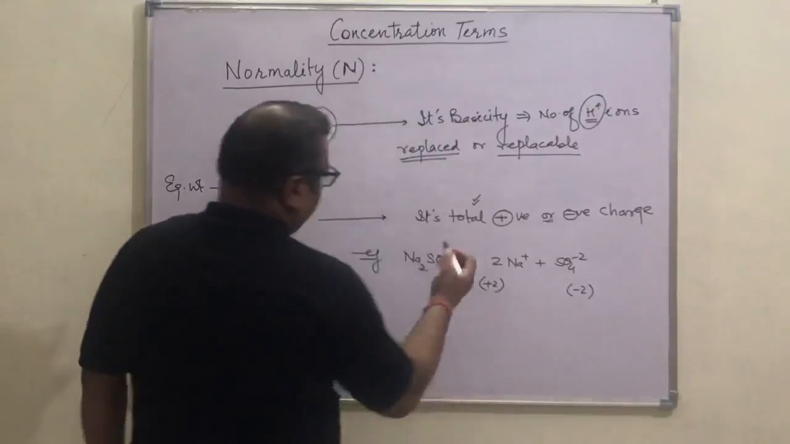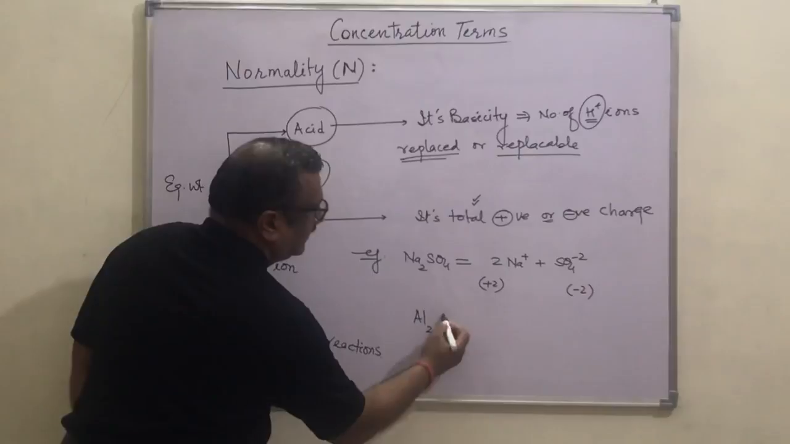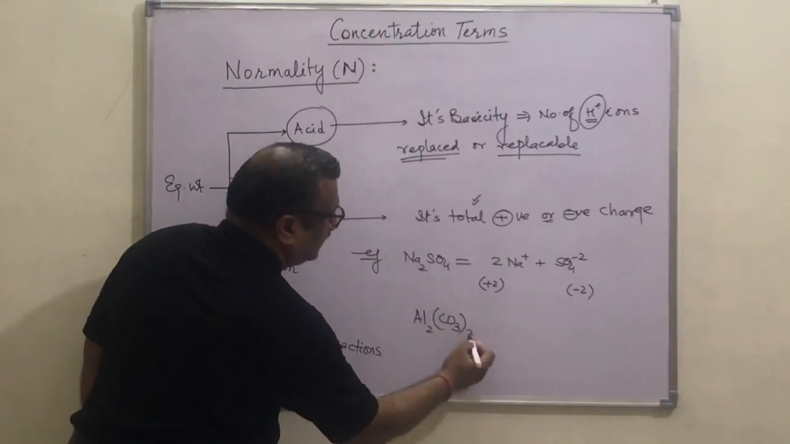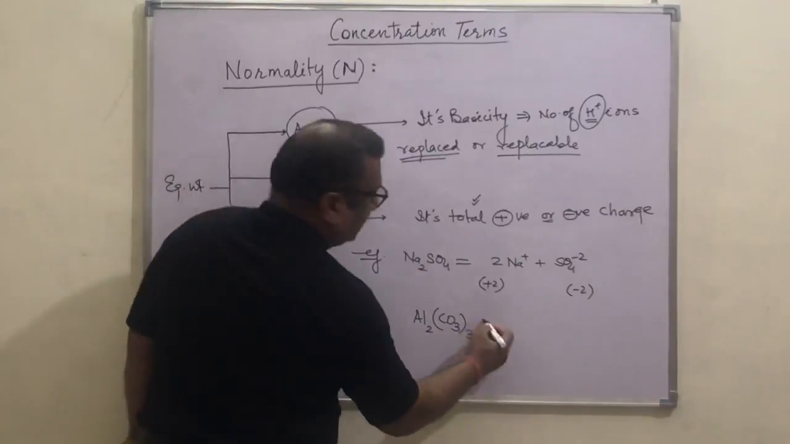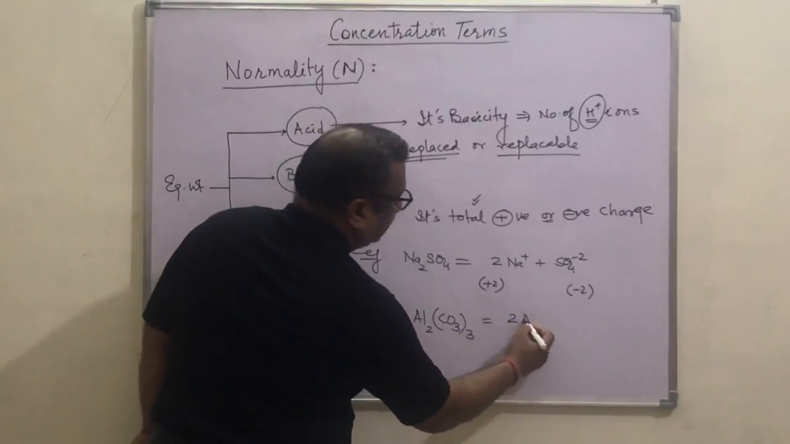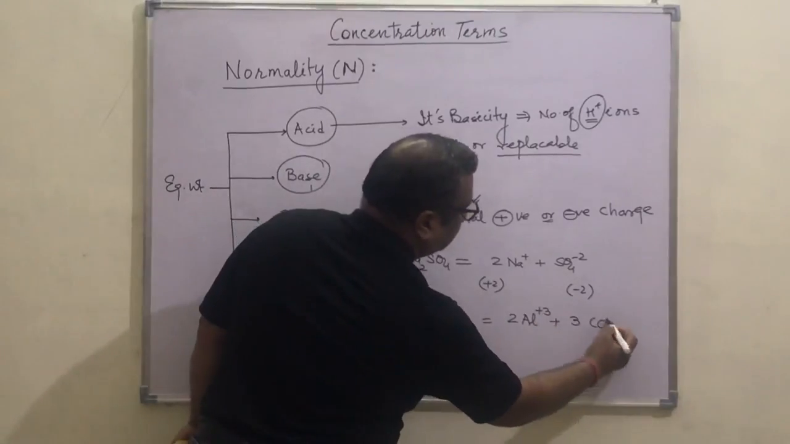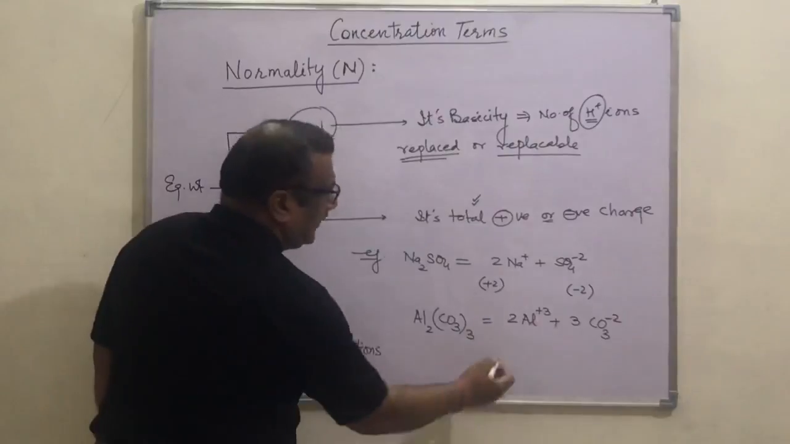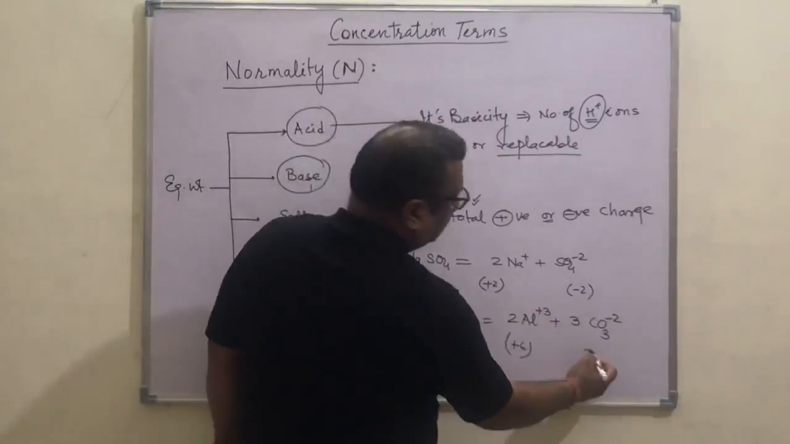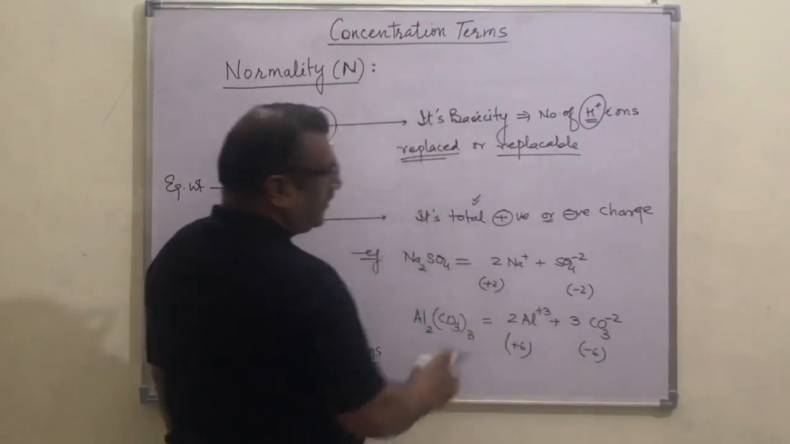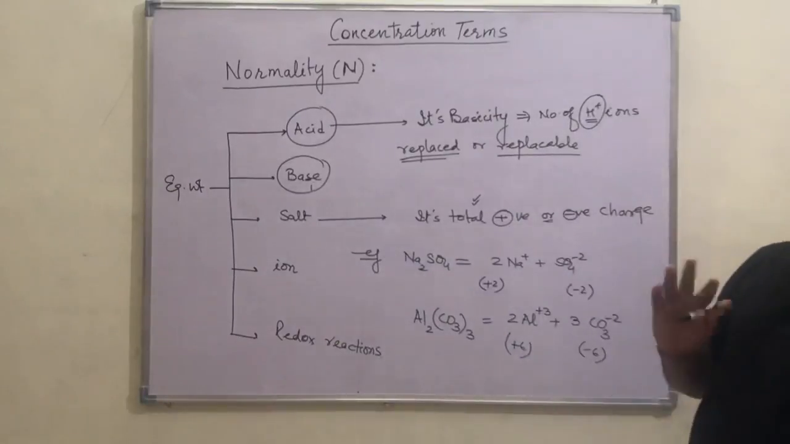For example, if we are taking, say, aluminium carbonate. So now it is simple to us. Aluminium carbonate is going to furnish 2 aluminium ions and 3 carbonate ions. So from 2 aluminium it is +6 and from 3 carbonates it is -6. So we will not look at 1 aluminium or 1 carbonate. तो उससे तो दोनों गड़बड़ हो जाएगा.